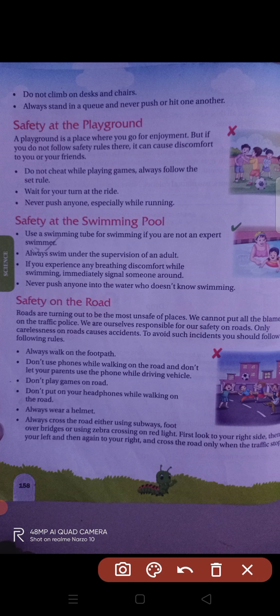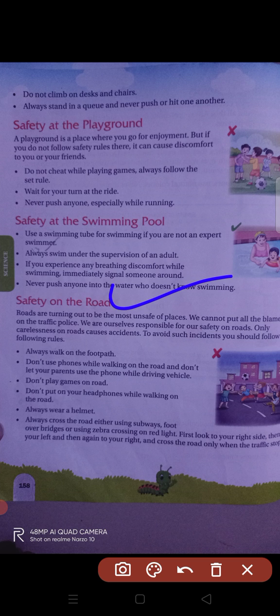And also safety on the roads. Yes, coming to the road is very important. We know that on the road, many vehicles are running and many persons are riding their vehicles, right? We see this in the morning, in the evening, in the afternoon. Every time we see all the vehicles running on the road.